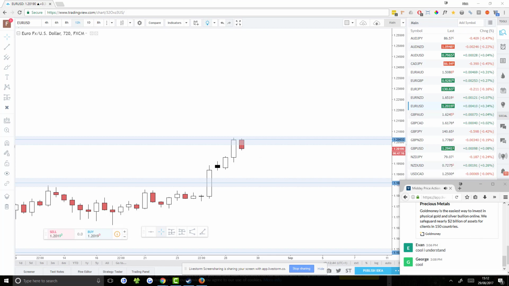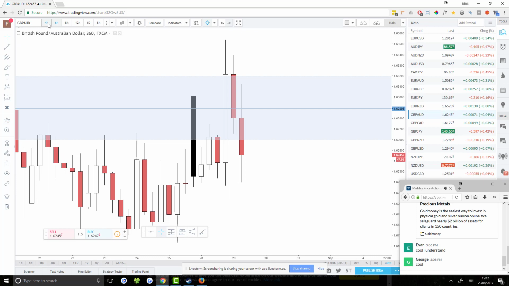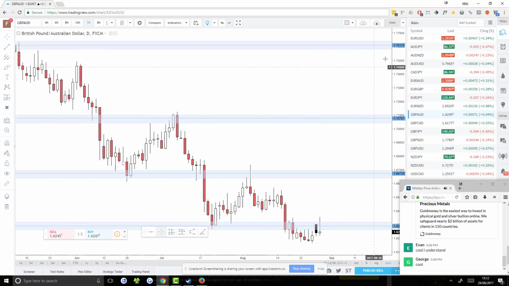So let's keep a close eye on EURUSD. Let's see what happens at this resistance area. We'll see how it plays out. I wouldn't really get terribly excited because it's unlikely that we're going to get an awesome setup there, but it's possible. But there's nothing on GBP AUD.